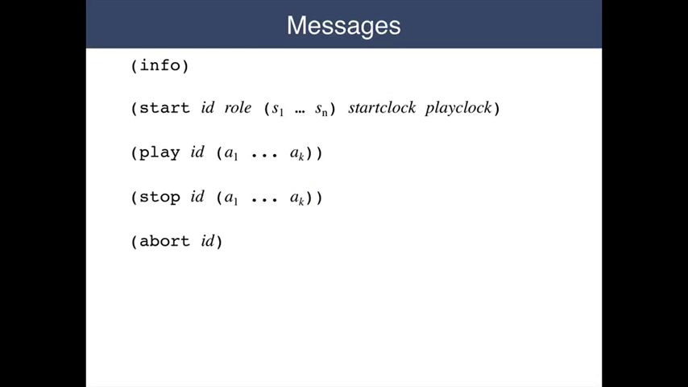In the current GGP communication language, there are 5 types of messages, which are used for communication between the game manager and the game players, namely info, start, play, stop, and abort. Let's look at each one of these in turn.